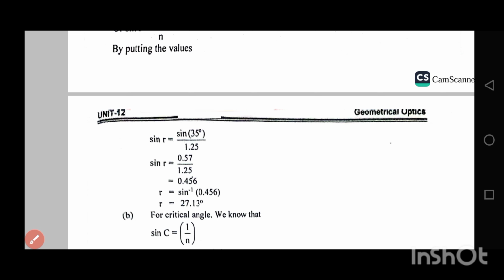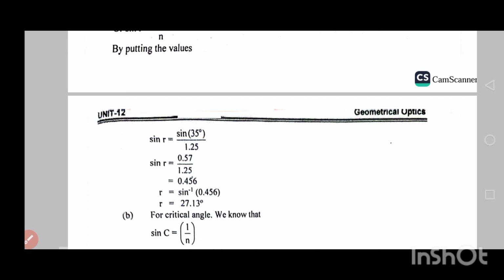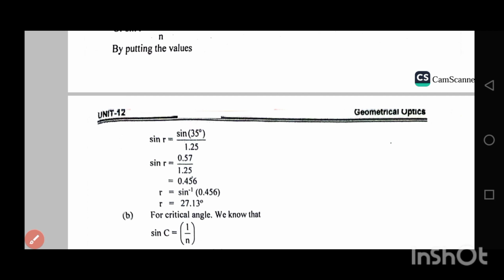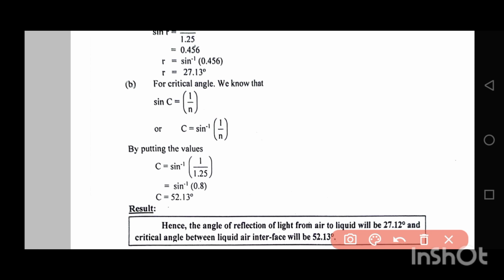So now we calculate critical angle. We know that the angle of incidence for which angle of refraction is 90 degree is called critical angle. We have value of refractive index n 1.25 already discussed, and angle of refraction will be 90 degree. So we use formula sin c is equal to 1 over n. After putting the value of n in the relation, we get the critical angle 52.13 degree.